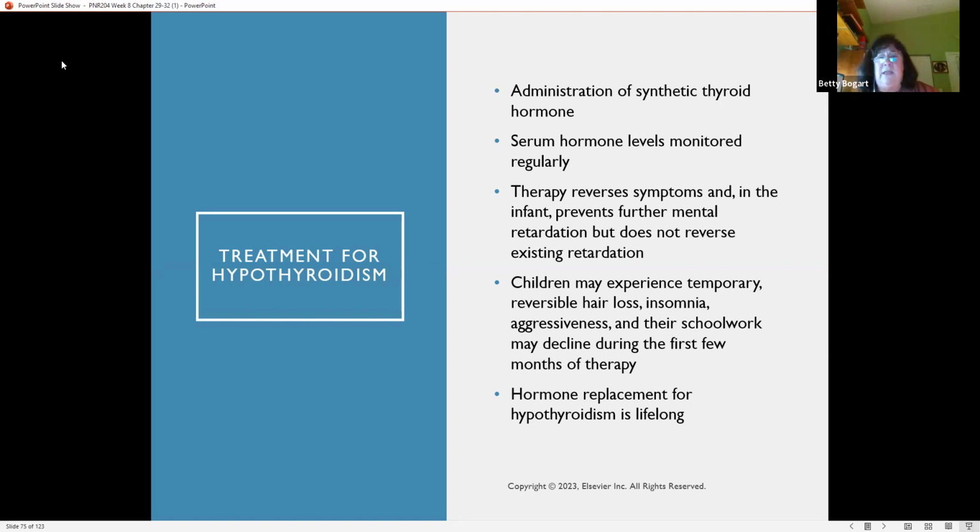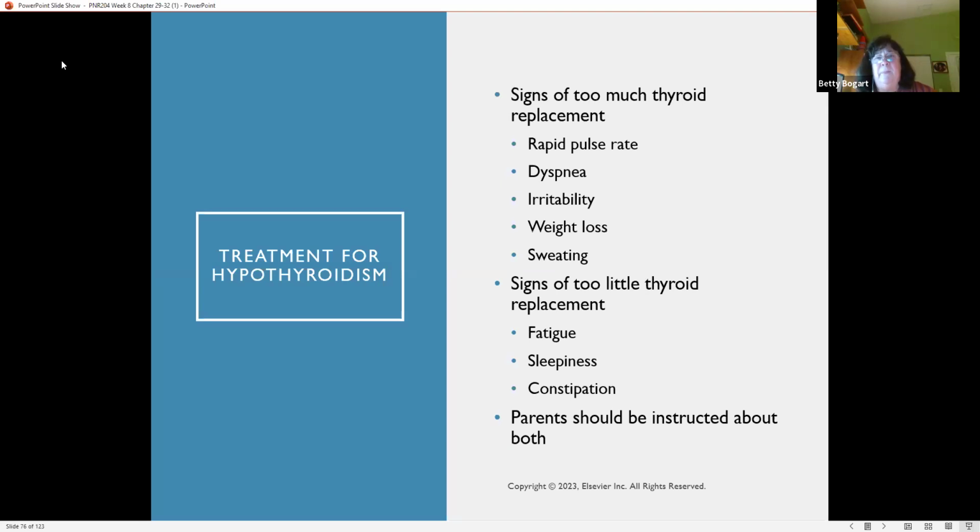So what do we see? Temporary reversible hair loss, insomnia. They get aggressive, and you're going to see that their schoolwork isn't going to be what it should be. And again, with any hypothyroidism, you don't have the hormone, it's replacement for life.